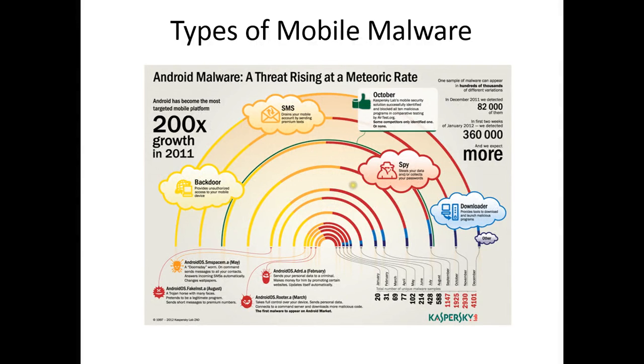Types of malware. Android malware can be broken down into segments based on their actions. Specific malware attaches itself to the infected device in order to retrieve some form of purpose. The main actions malware induces are backdoor actions, SMS actions, spying actions, and downloading actions.